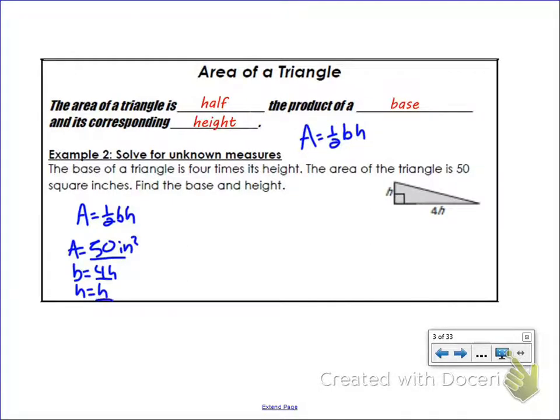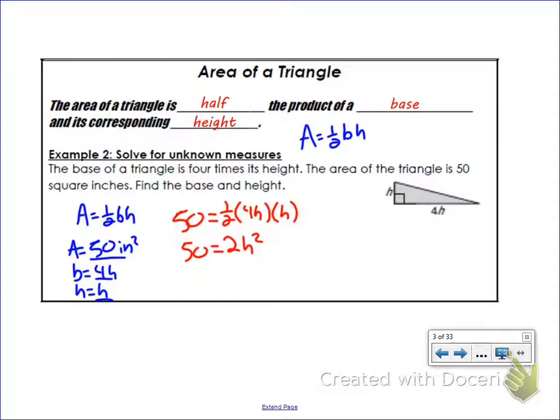into the formula. So area equals 1/2 times the base, which is 4h, times the height, which is just h. And we'll simplify by multiplying out this piece right here to get 50 equal to 1/2 times 4h times h. 4h times h is going to be 4h squared, and then half of 4h squared is going to be 2h squared. So 50 equals 2h squared.